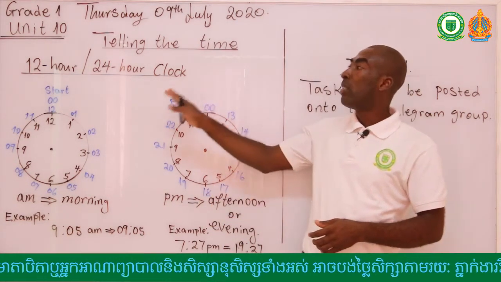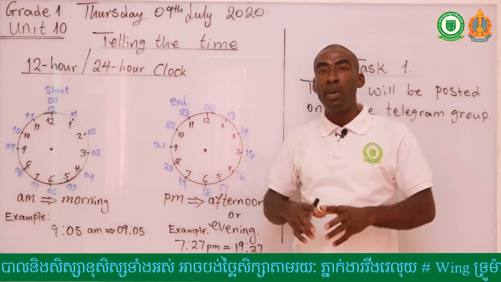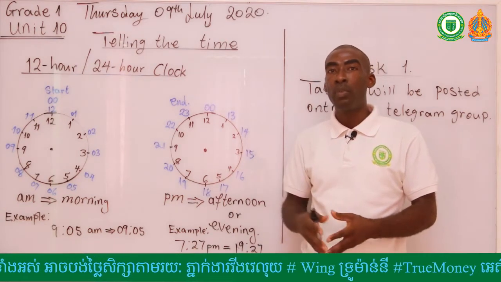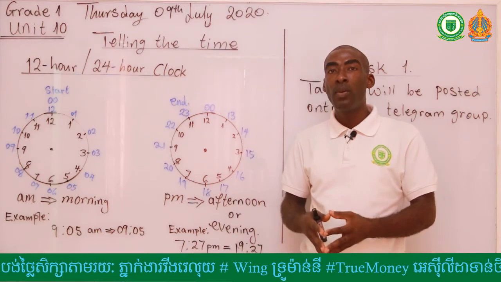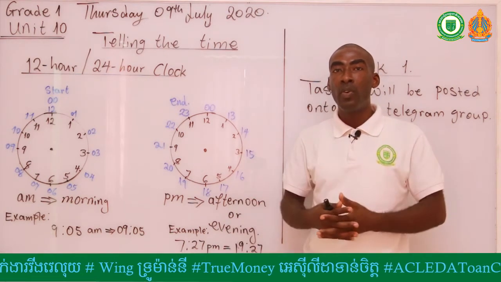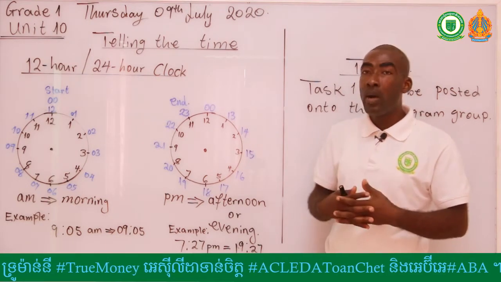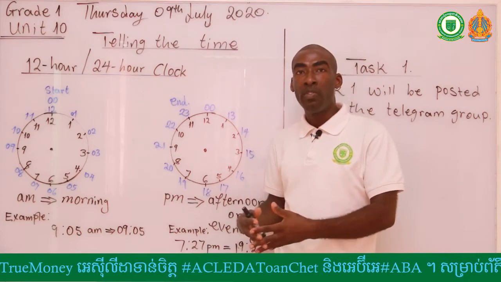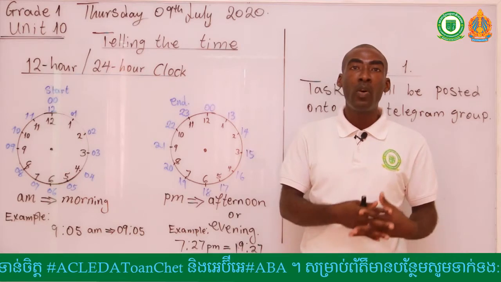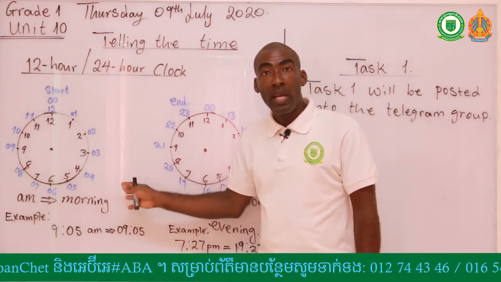However, the 24-hour clock looks at the whole 24 hours in a day. That means it starts from 0 and then it runs up to 23. So from 0 it goes to 1 and then it ends at 23, covering the whole 24 hours in a day. Today we will look at how we can write our 12-hour clock time and how we can also write our 24-hour clock time.